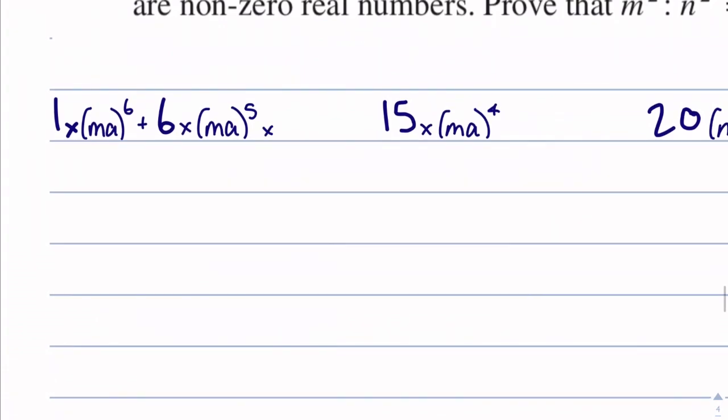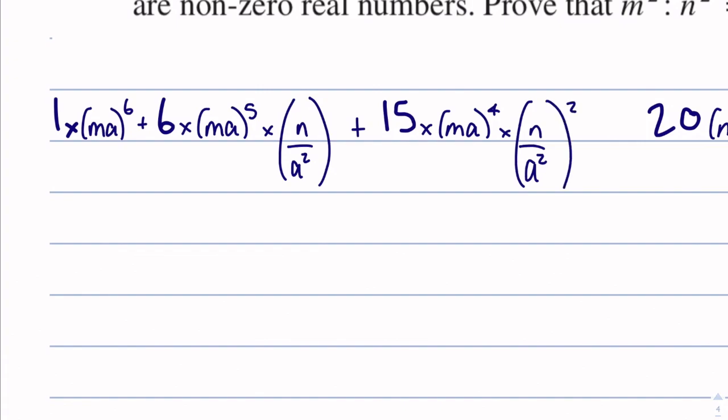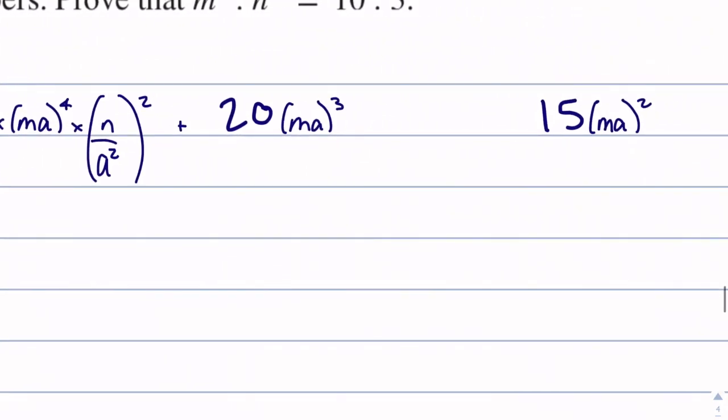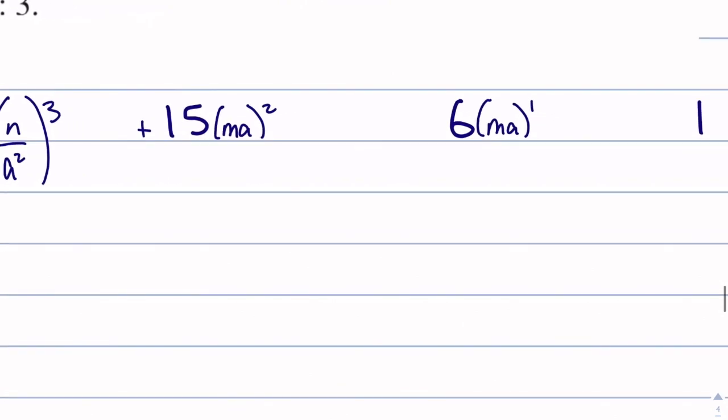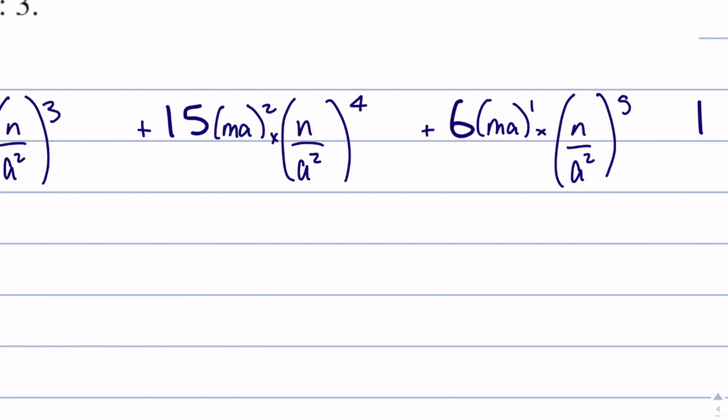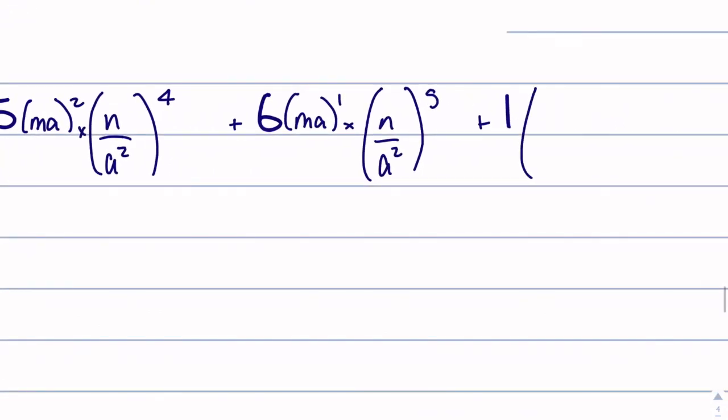So, n over a squared to the 1, n over a squared to the 2, n over a squared to the 3, n over a squared to the 4, n over a squared to the 5, n over a squared to the 6.